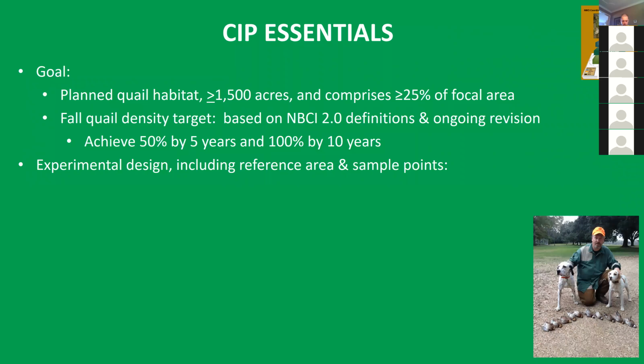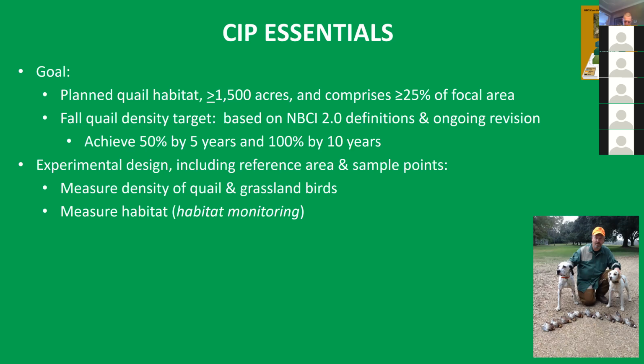The experimental design includes the addition of a reference area to compare the focal area to, and sample points for measuring quail and grassland birds, measuring habitat, what we call habitat monitoring, and the annual quantification of the actual management. This is for later developing BMPs, prescriptions for the future, and identifying just what programs actually contributed to the habitat measurements in the previous step.